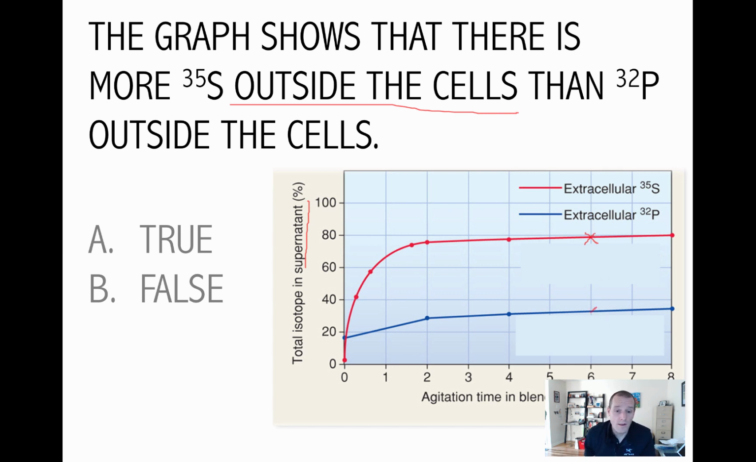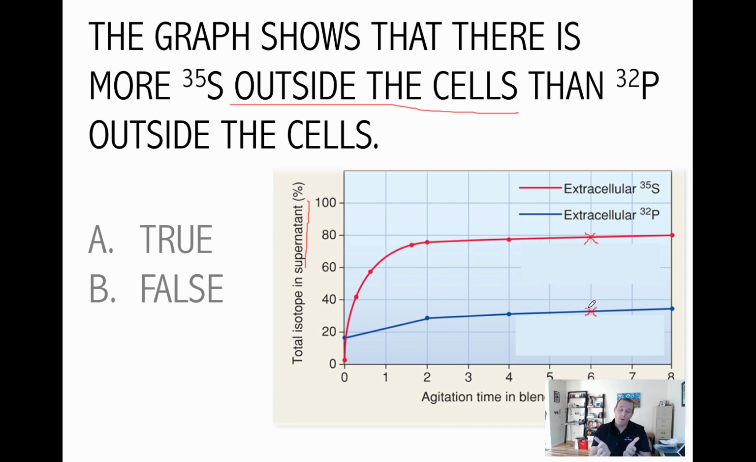Whereas if we look at this time point here, and let's just call that 30% for argument's sake, 30% of all of the 32P that could be outside the cells is outside the cells. So there is way more 35S outside the cells than 32P. So the conclusion from this data is that the 35S was outside the cells, which means that the protein was outside the cells.